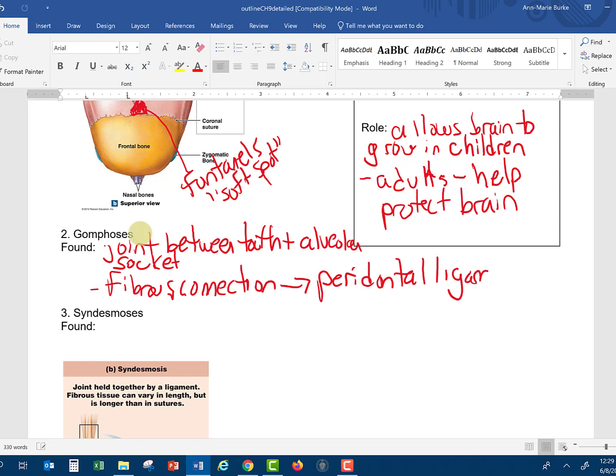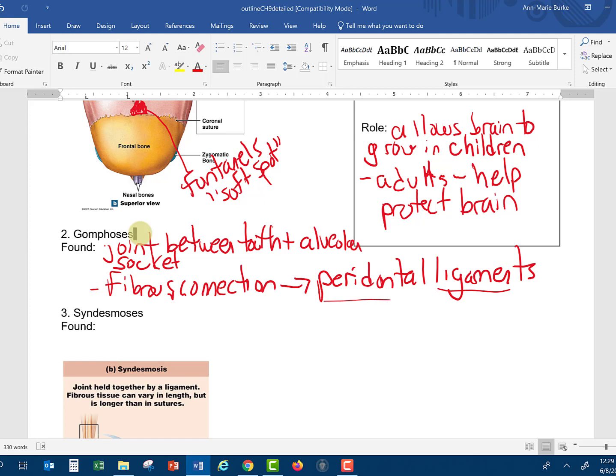So remember, ligaments connect bone to bone, and believe it or not, the tooth is actually not a real bone. It is another type of connective tissue. However, they still call the fibrous connective tissue a ligament. And periodontal is probably a word you've heard if you've ever been to the dentist.